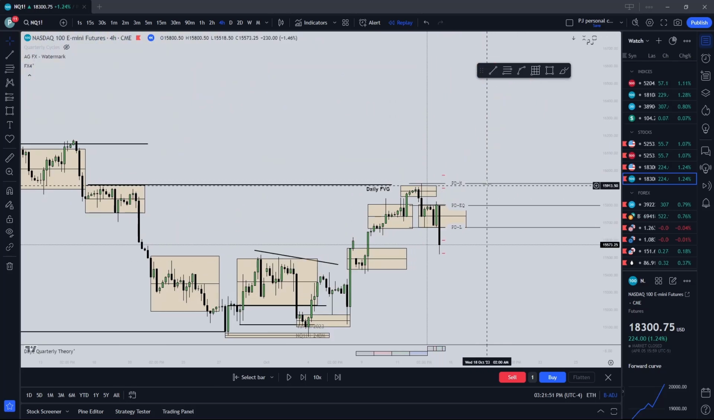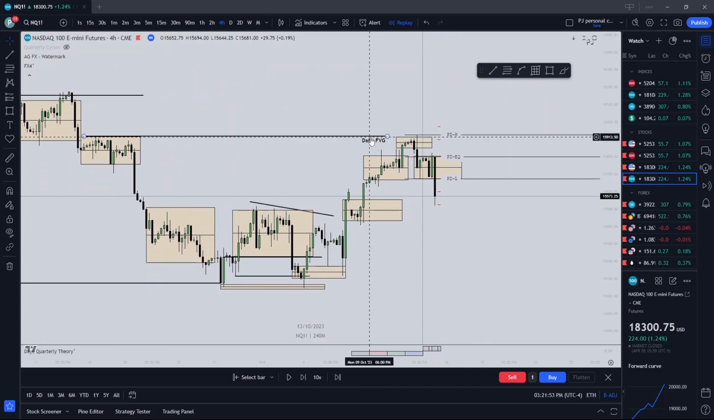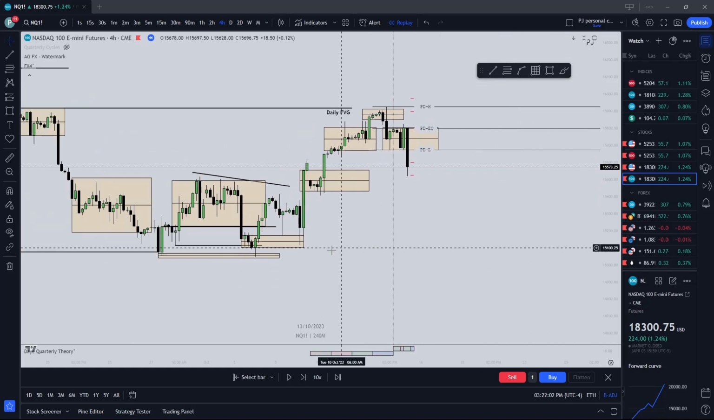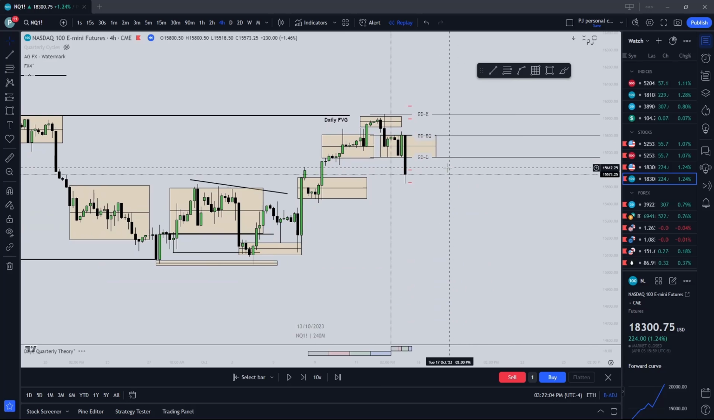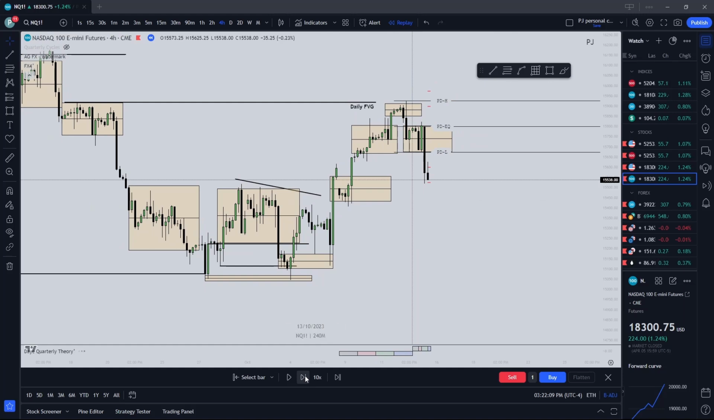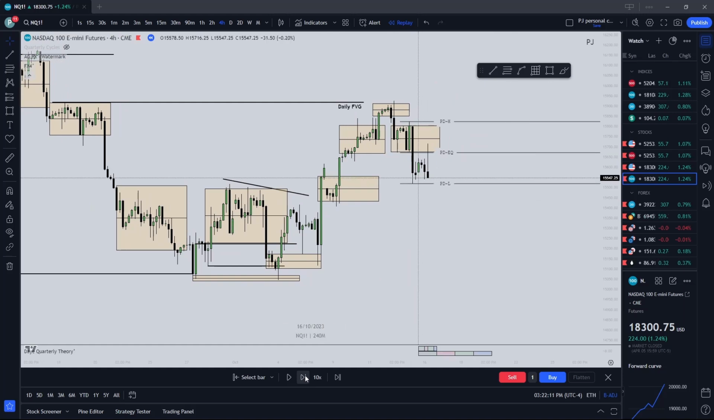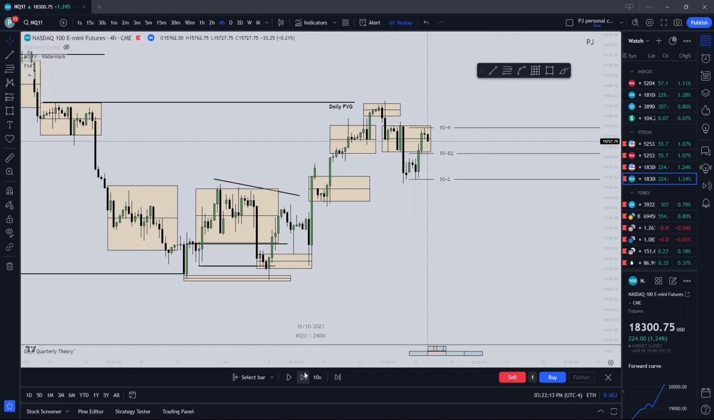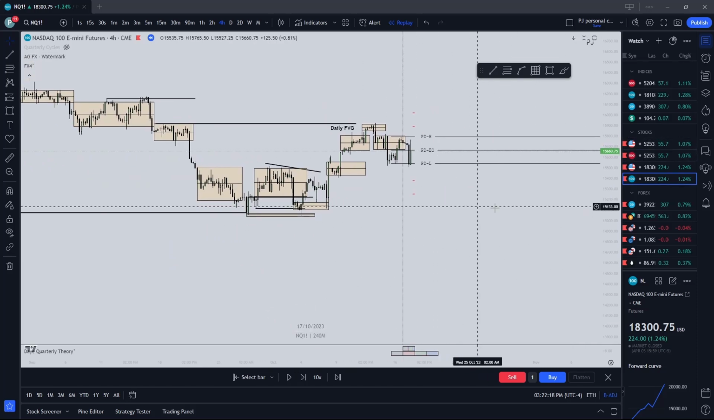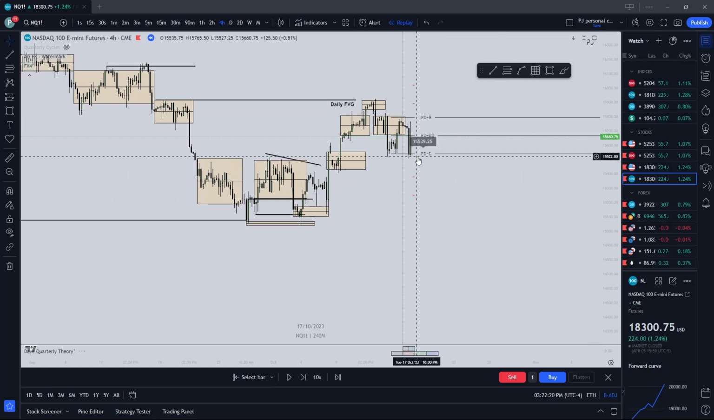So we continue higher, we trace back to our daily fair value gap order block, and start to accumulate again. We then break lower with a thick black candle, start to accumulate and come back into our range. We see we're at our 10 a.m. candle.